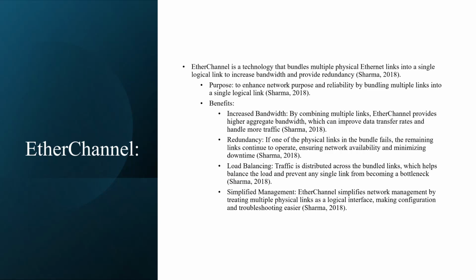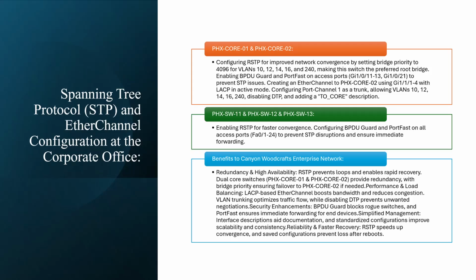And then EtherChannel bundles links into a single logical connection for increased bandwidth and redundancy. Increased bandwidth improves data transfer rates and handles more traffic. Redundancy ensures network availability by keeping remaining links active if one fails. Load balancing distributes traffic efficiently across the links to prevent bottlenecks. Simplified management treats multiple links as one, easing configuration and troubleshooting. So what implementations were made to fix this?